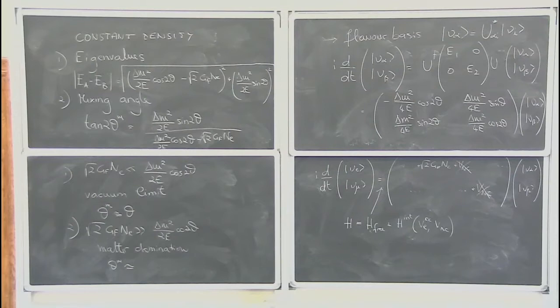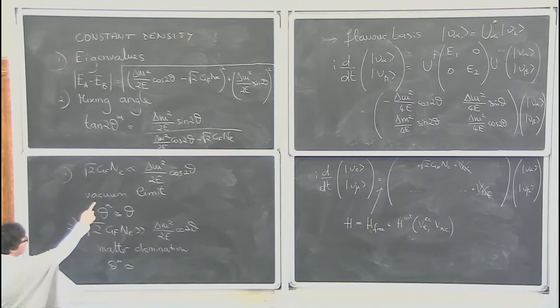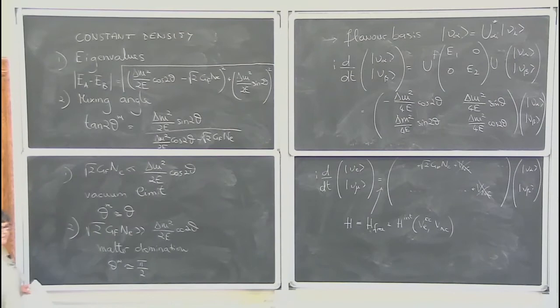Well, your tangent 2 theta becomes very, very close to zero. But notice that there is a minus sign in the denominator. So theta_m is not zero, but is what? When the tangent is zero, it is either zero or pi, and you are picking up the pi value because you are coming in with that negative sign. So this is pi over 2. You remember that the probability depends on sine squared 2 theta, in this case sine squared 2 theta_m. So what do you get for the probability? What is sine squared 2 pi over 2? Zero, right? So you suppress the oscillations.